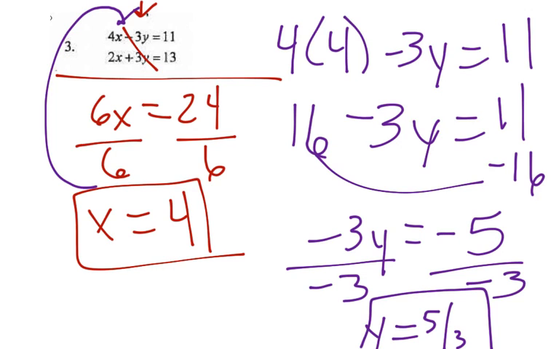So then you can punch that in. 2 times x is 4 plus 3 times y is 5 divided by 3 equals 13, which is what it was supposed to be. I have it correct.